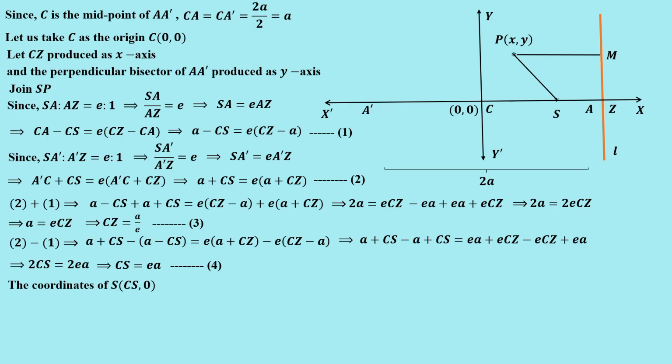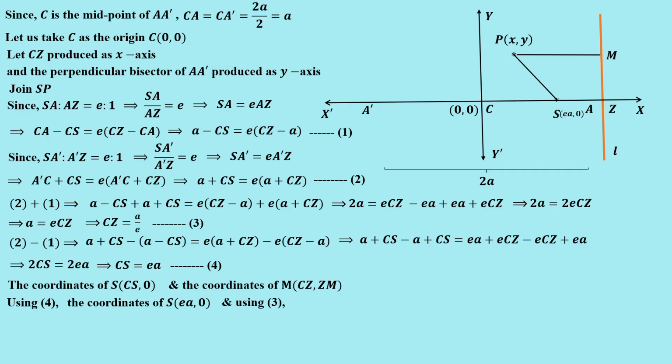So the coordinate of S is on the x-axis, right? So its y coordinate is always 0. Then the x distance is CS, right? The point S is at distance CS from the center C. So S is CS comma 0. So using 4, the coordinate of S is ea comma 0. And the coordinate of M: we are talking about x distance CZ and y distance ZM. So the coordinate of M is, CZ is a by e, and the y coordinate is ZM.